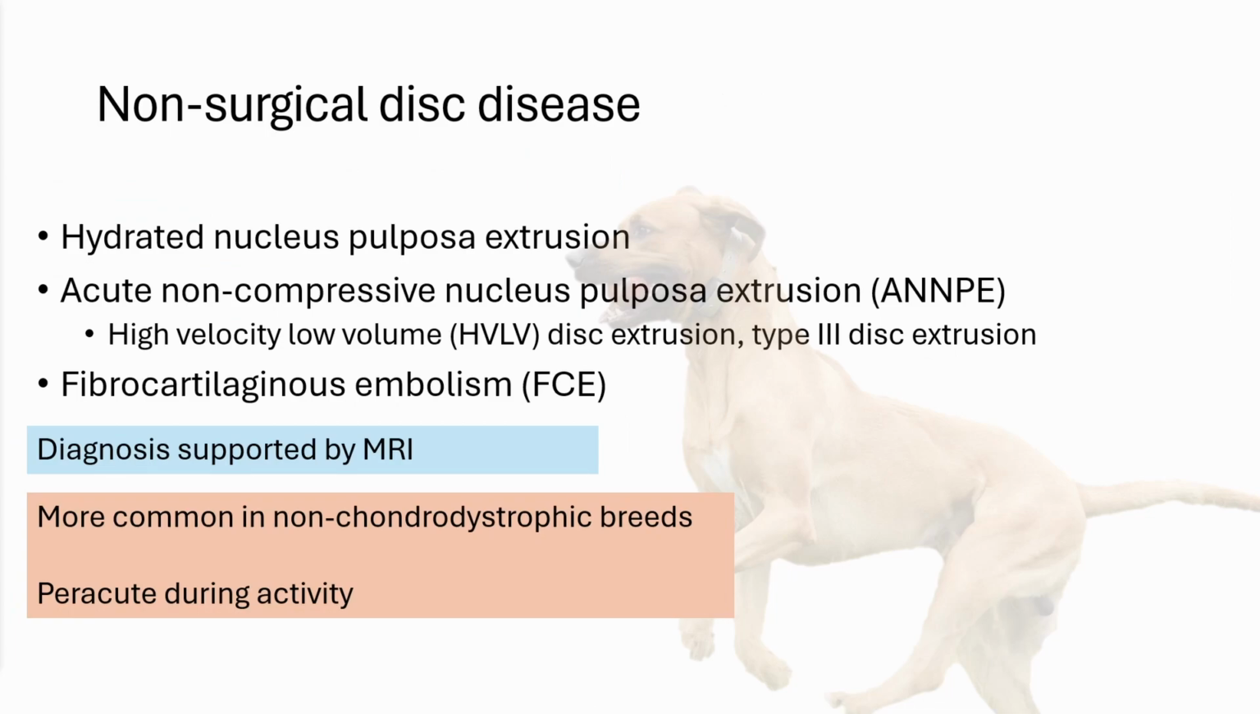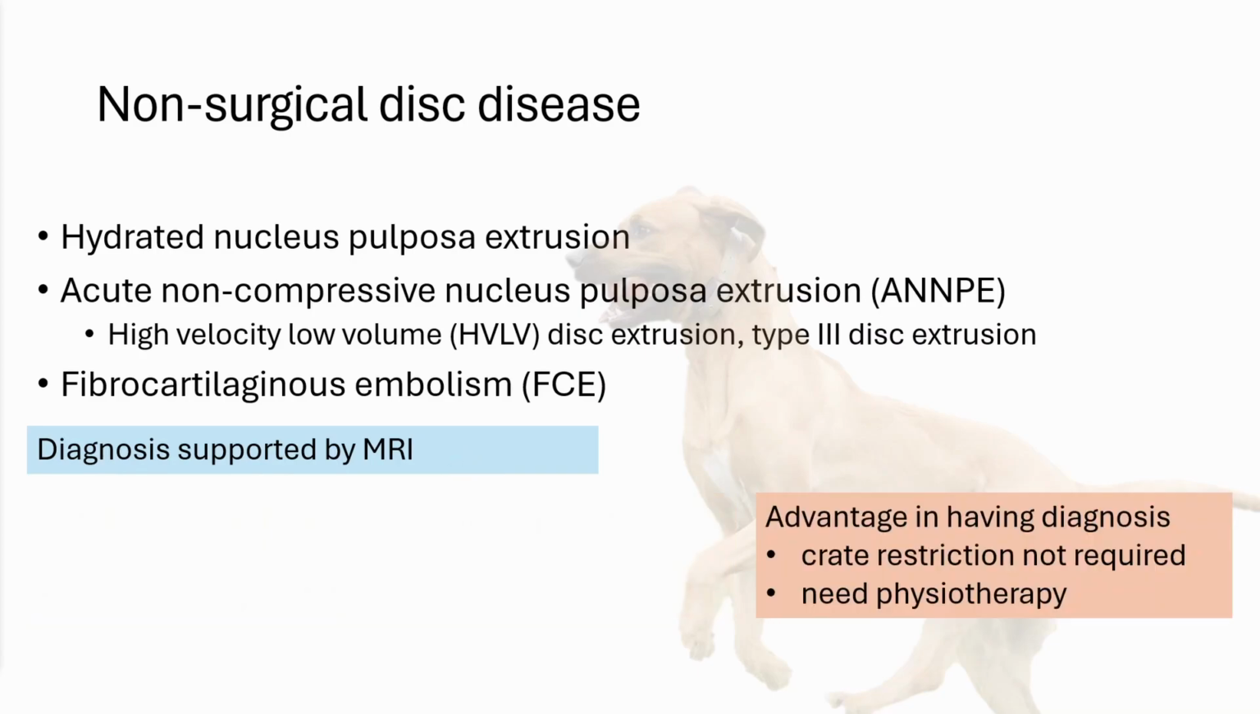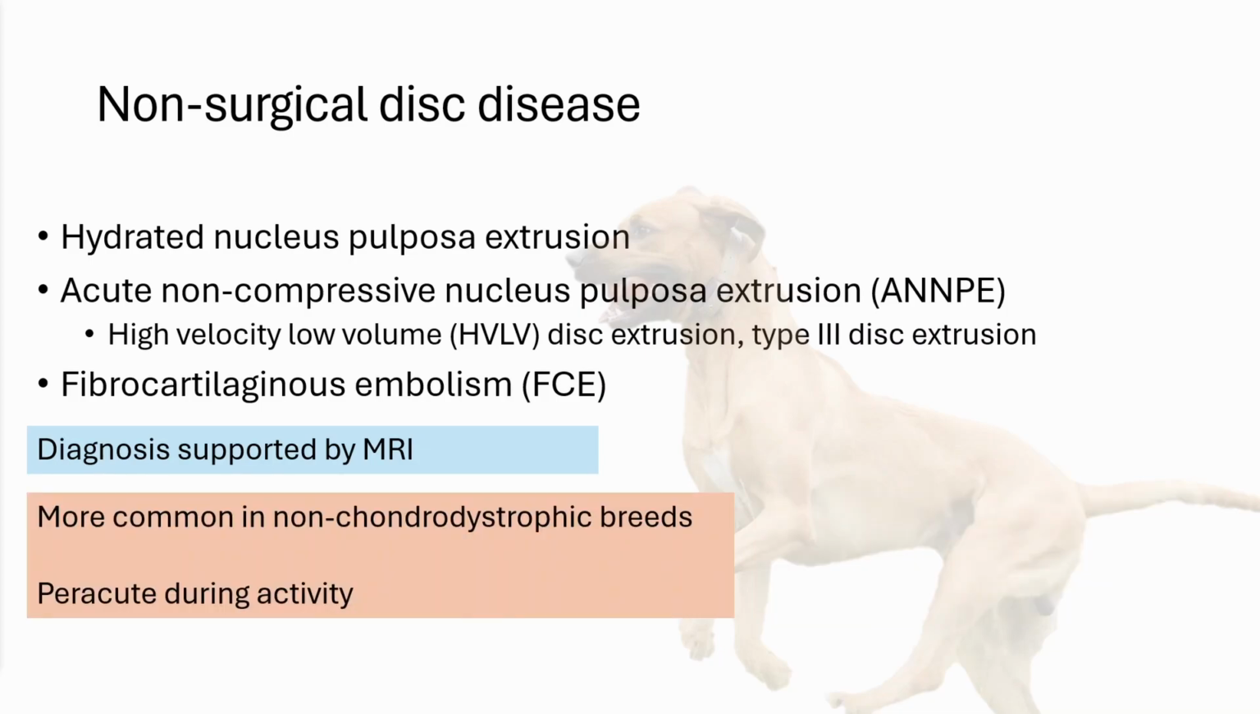Some animals do not need to be managed surgically: the hydrated nucleus pulposus extrusion, the acute non-compressive nucleus pulposus extrusion, and the fibrocartilaginous embolism. In those instances, the diagnosis is supported by MRI. And for these animals, there is an advantage in not having a diagnosis, because crate restriction is not required, and they do need to have physiotherapy.